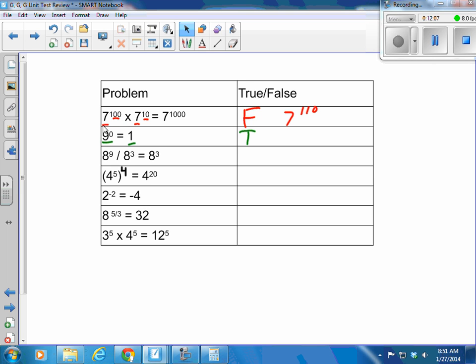Number 3, 8 to the 9th divided by 8 to the 3rd. Whenever I divide my bases, I subtract my exponents. 9 minus 3 is 6, so this should be 8 to the 6th, not 8 to the 3rd. This is false. Number 4. This one is a little tricky because I have 4 to the 5th and then I raise that answer to another 4th. So if I raise it again, I actually do multiply them. Since it's not on the same level, it's raised again, I do multiply. 4 times 5 is 20, so this is 4 to the 20th power. Negative exponents.